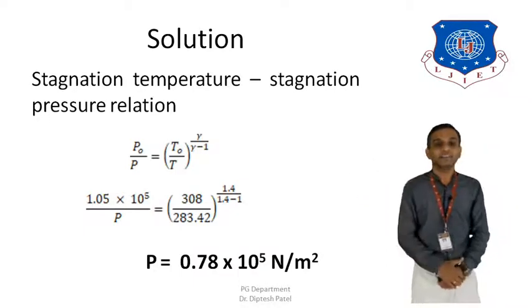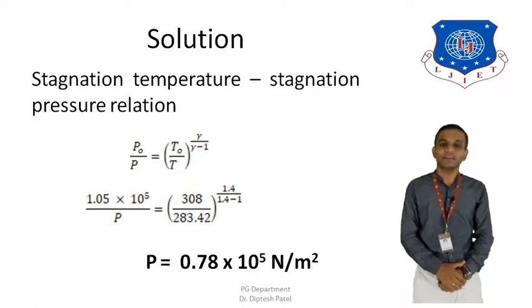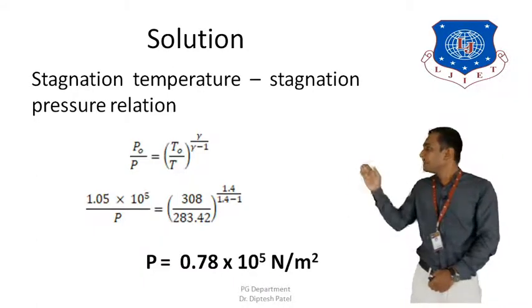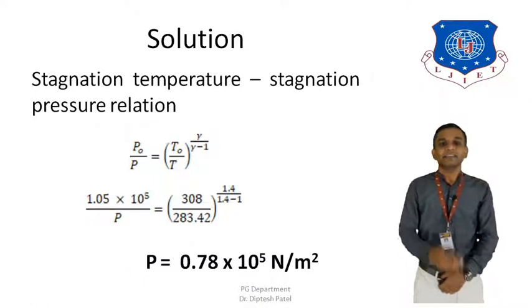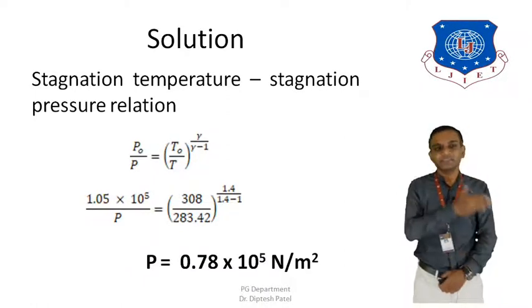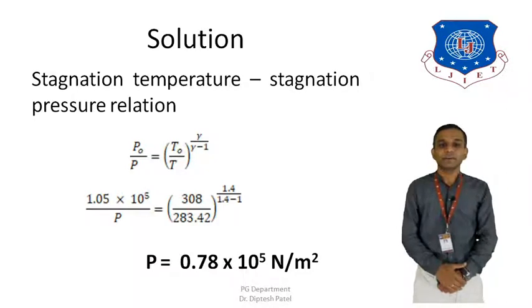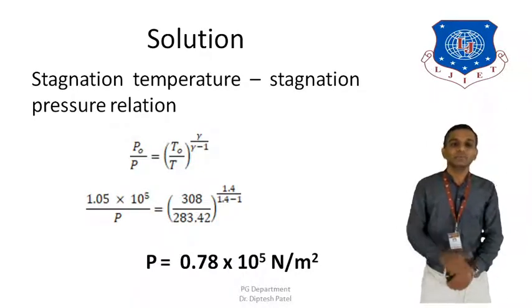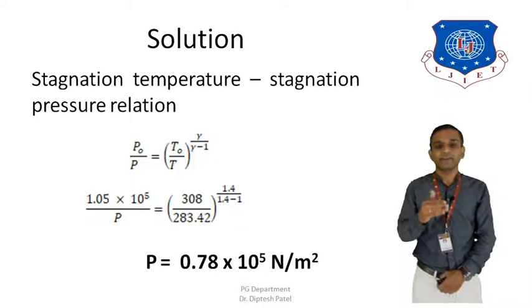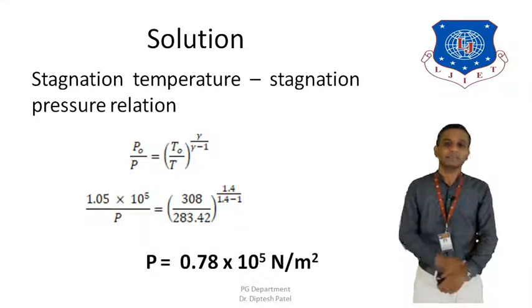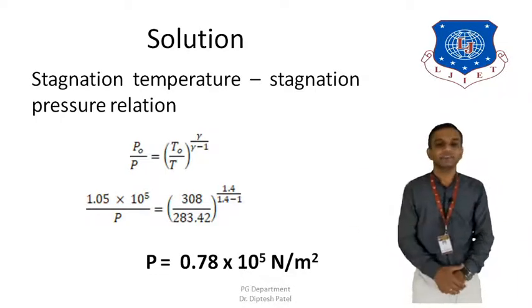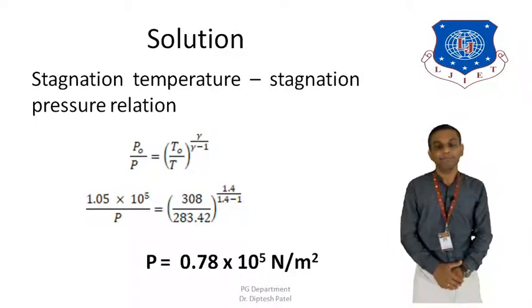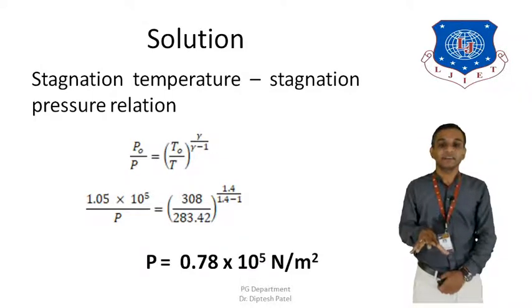So let's put the values here. We have P naught, which is given as 1.05 into 10 raised to 5, divided by capital P. T naught is also given as 308, and we just calculated capital T in the previous slide, which is 283.42, raised to 1.4 divided by 1.4 minus 1. On the basis of that we can calculate P, and P is equal to 0.78 into 10 raised to 5 Newton per meter square. So this is our second finding, static pressure.